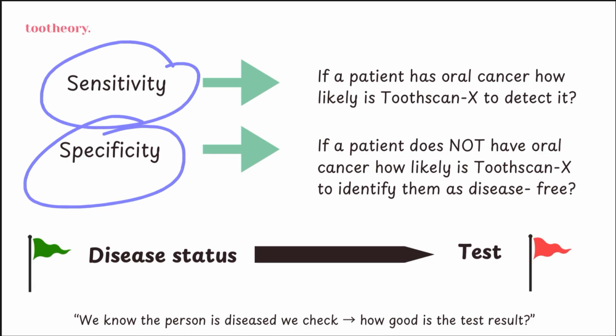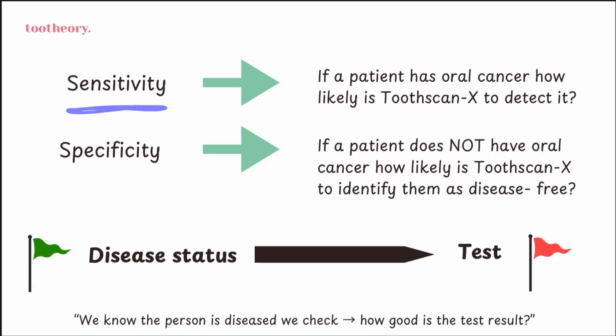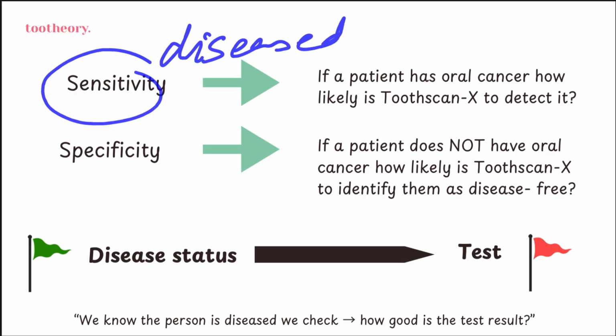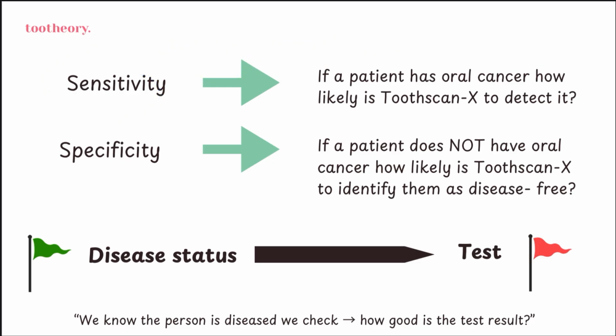specificity. And we learned that sensitivity is, if a patient has oral cancer, how likely is the test, which is the tooth scan, to detect it? How likely can the test detect the oral cancer? That is sensitivity. And it talks about the diseased population in the cohort. And specificity is the exact opposite, which talks about the disease-free, or how likely is that tooth scan X, which is the test, how likely is the test to identify the disease-free or basically healthy population.